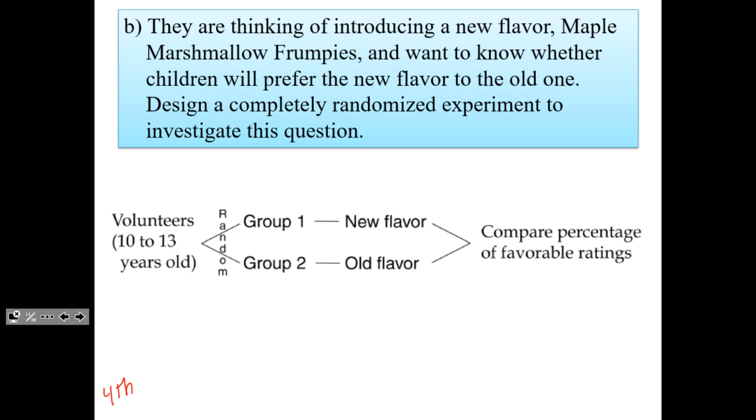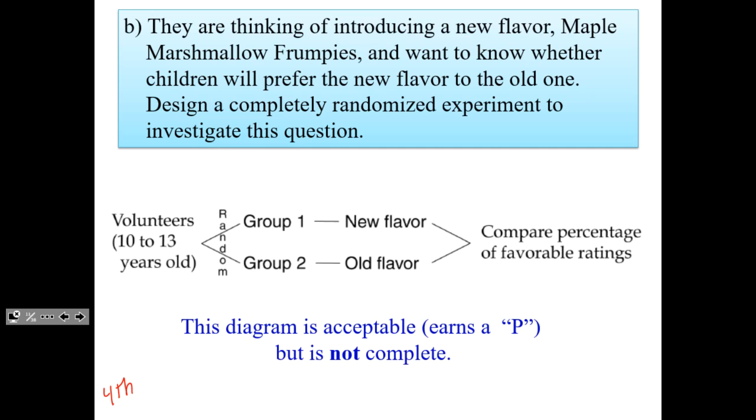After they've had a chance to try it, we ask them what they thought, and we compare what percent liked it. Now, this is a partial credit answer. This is a partially complete answer, but it is not all the way complete. For a complete answer, I start with the same diagram. I still want to include the diagram.